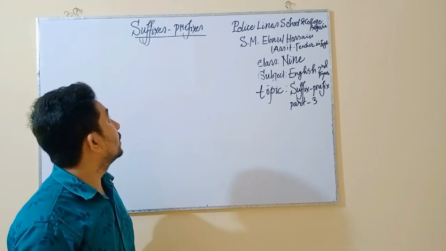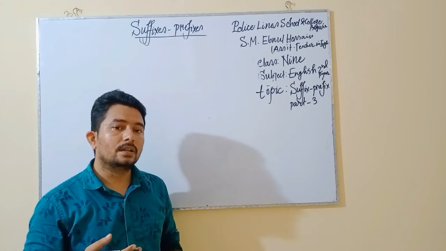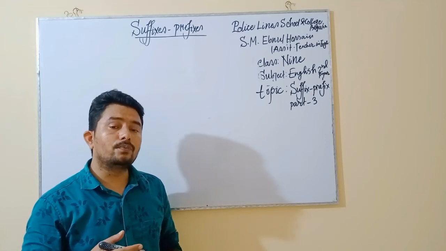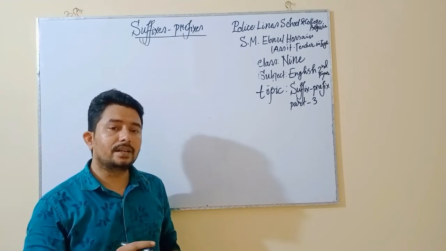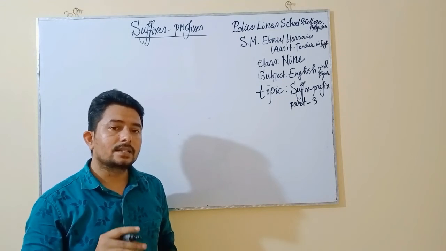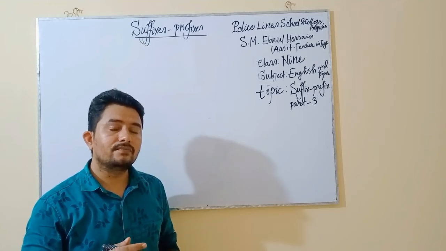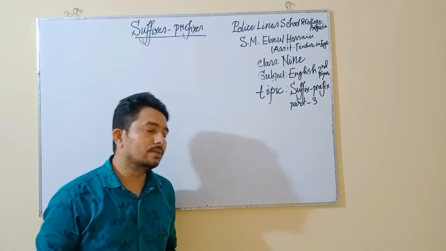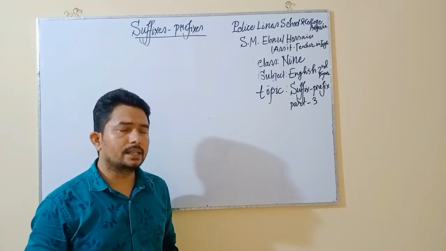But today we are going to learn the prefix, and so the question arises, what is a prefix? The definition of the prefix is that a prefix is a group of letters which is fixed before the word to form a new word. The main difference between suffixes and prefixes is that a suffix is fixed after the word and a prefix is fixed before the word. Okay, let's get started.